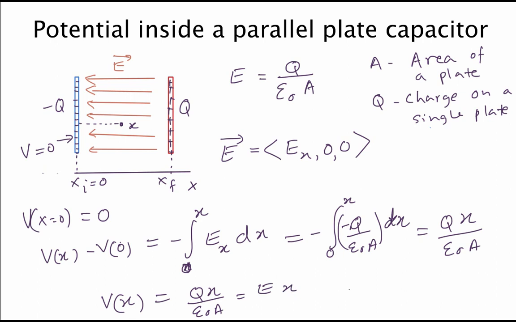So the electric potential V(x) is a linear function, and the potential is 0 at the negative plate. At the positive plate it has the maximum potential. The maximum potential is E times d, where d is the distance between the plates.